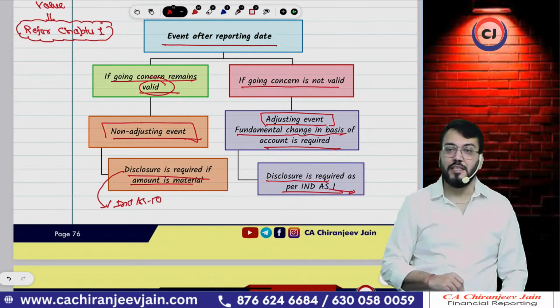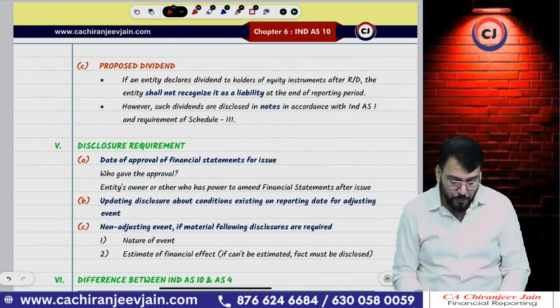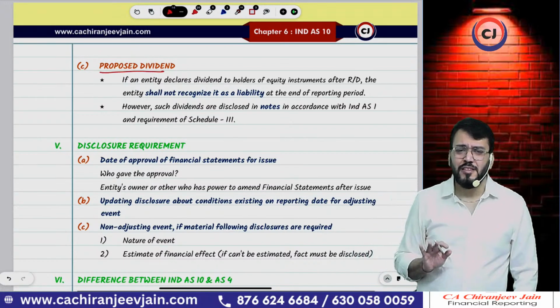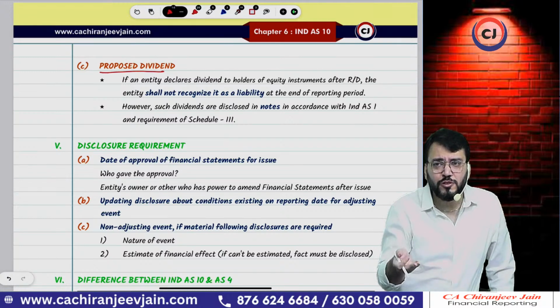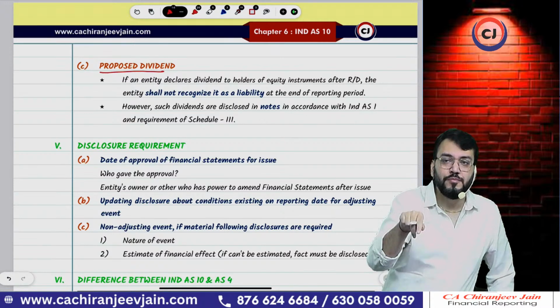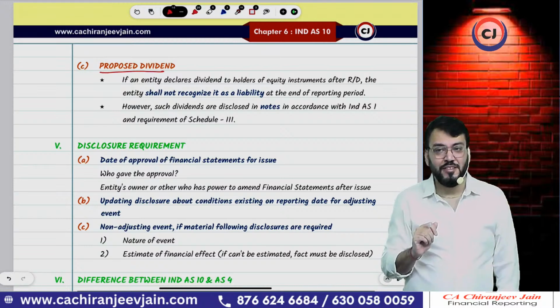This is as per Ind AS 10. Right. Last point, special point: proposed dividend. You all know about proposed dividend. The same point was given in AS 4, whether we will pass any journal entry for proposed dividend. Proposed dividend means what? Dividend proposed by whom? Board of directors before approval of financial statement.